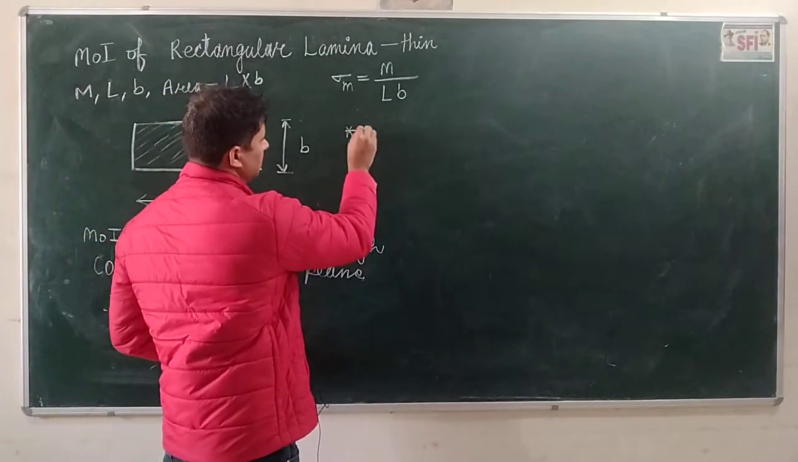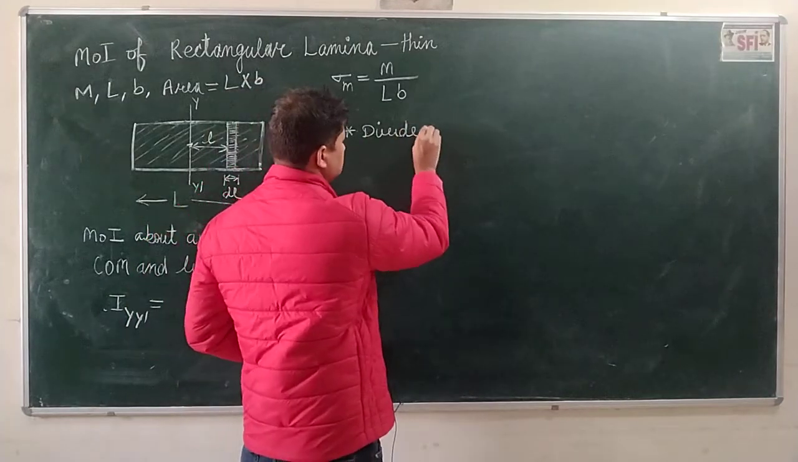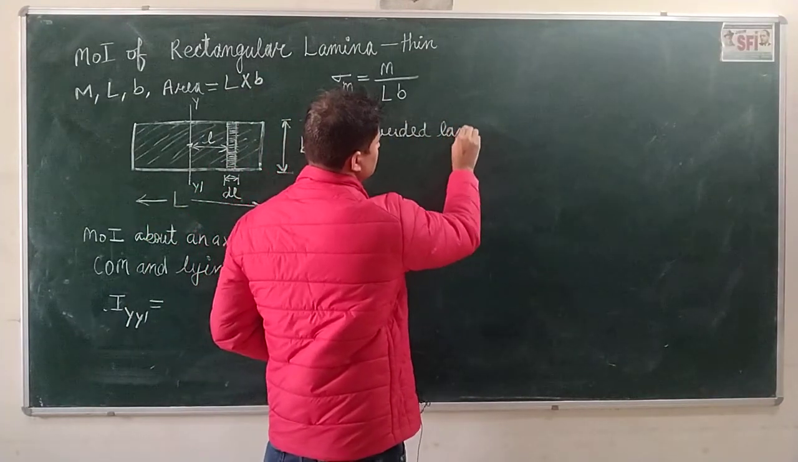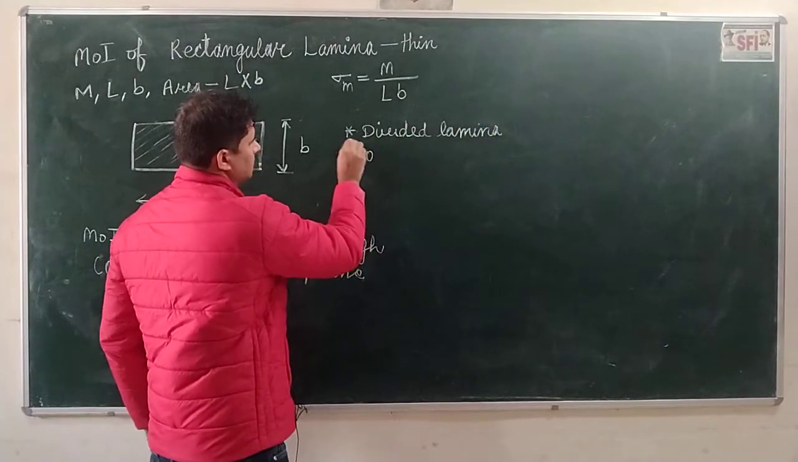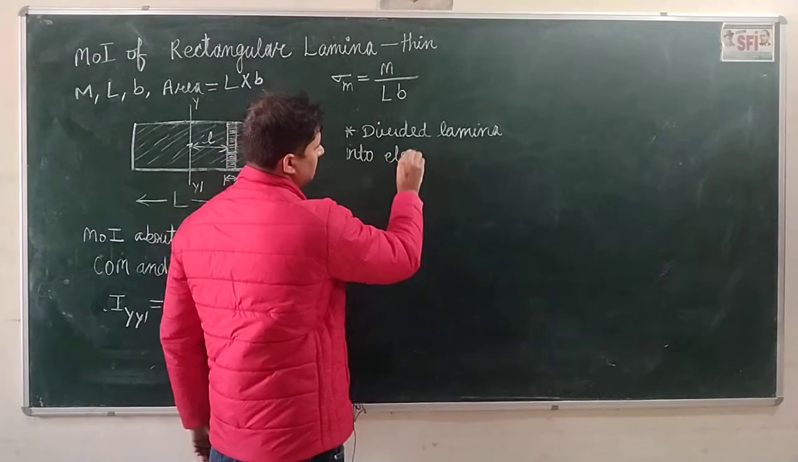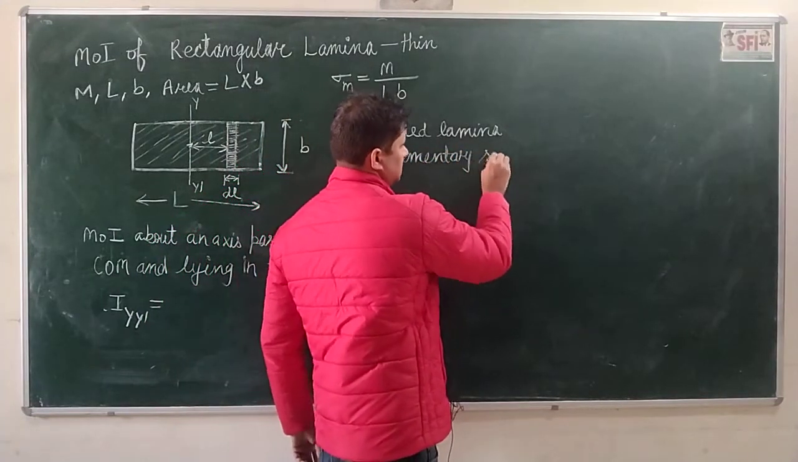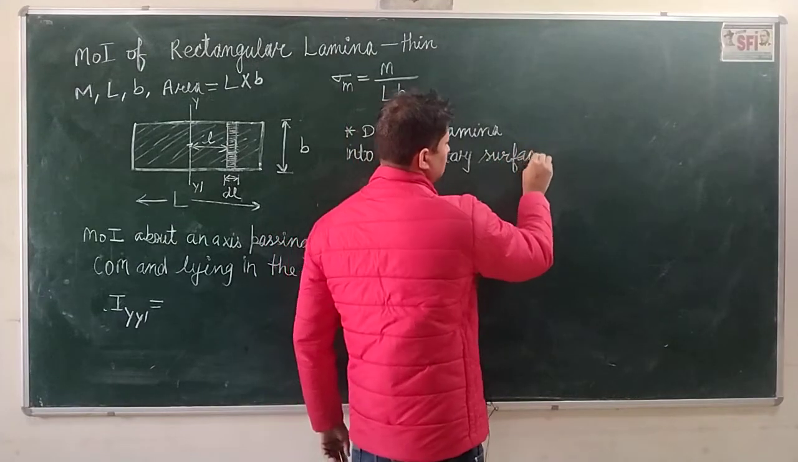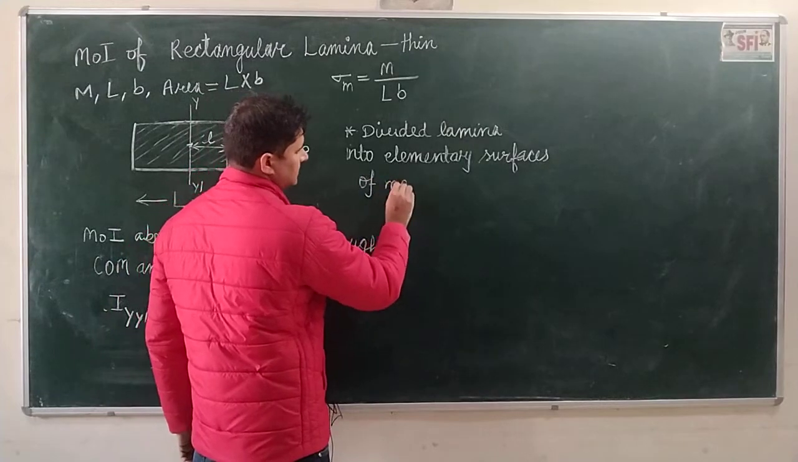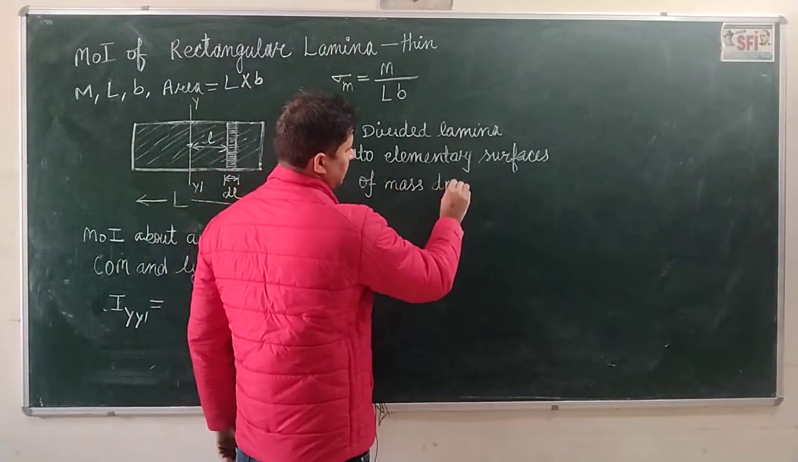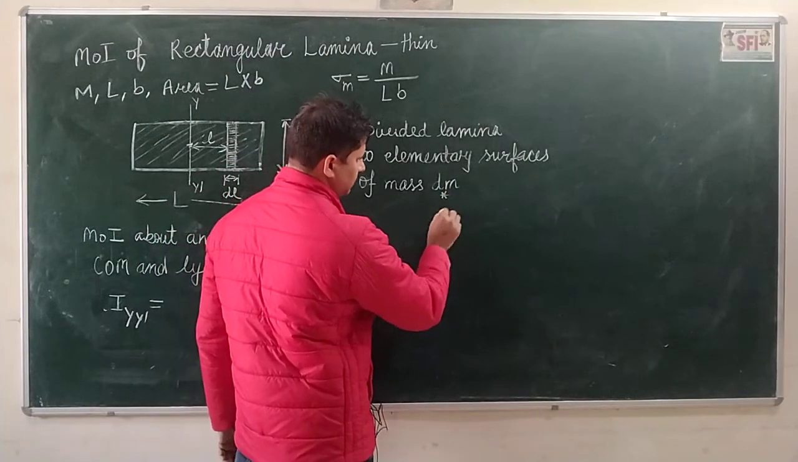what we have done here is divided the lamina into elementary surfaces, of mass dm. Now we have to find this dm.